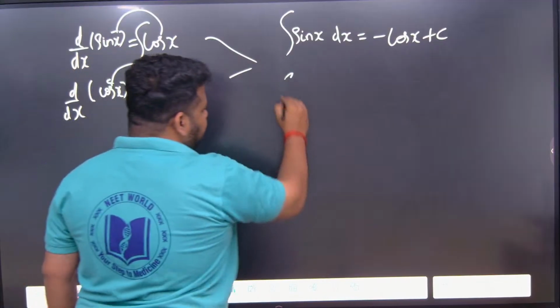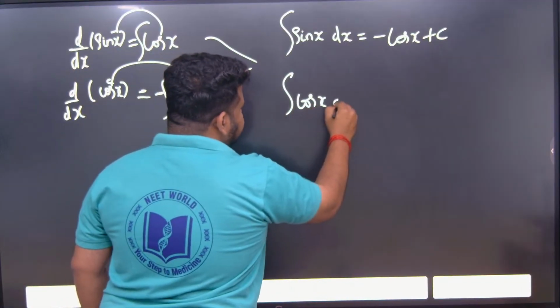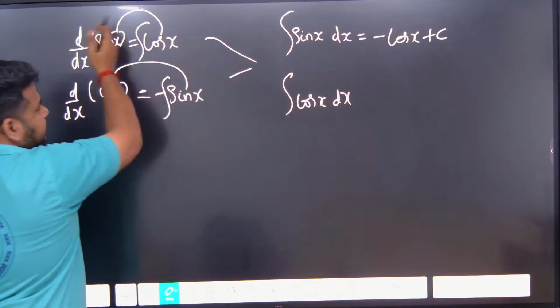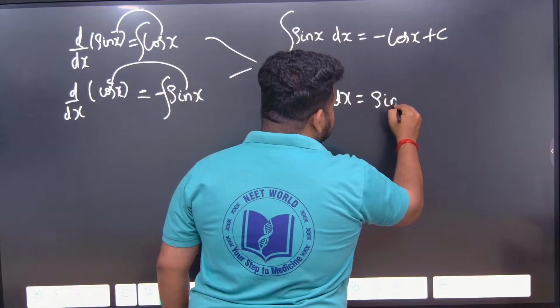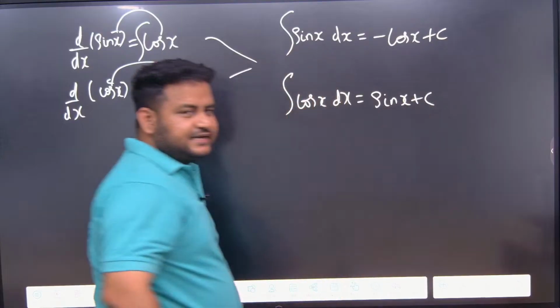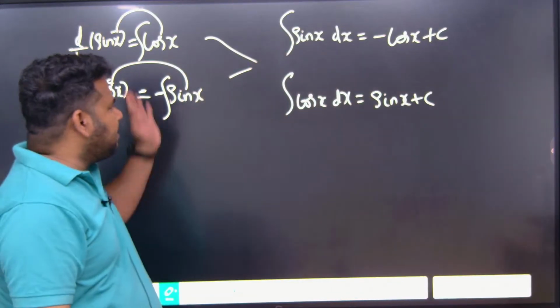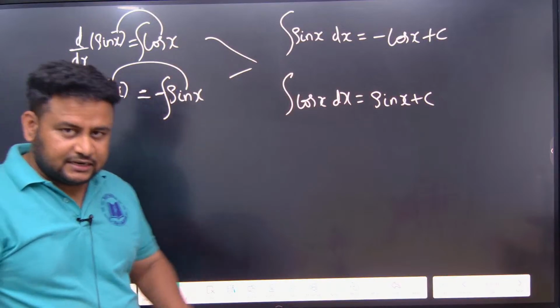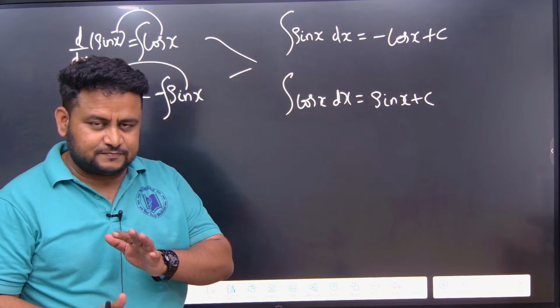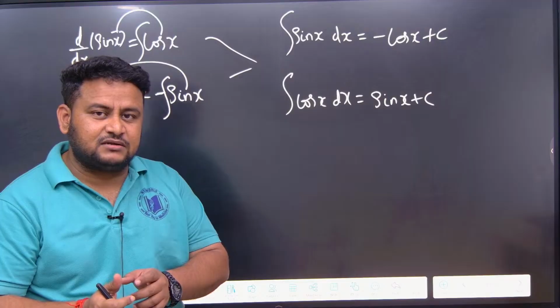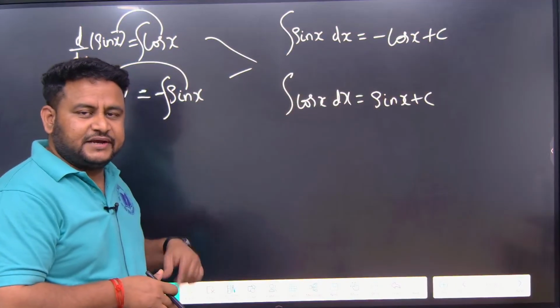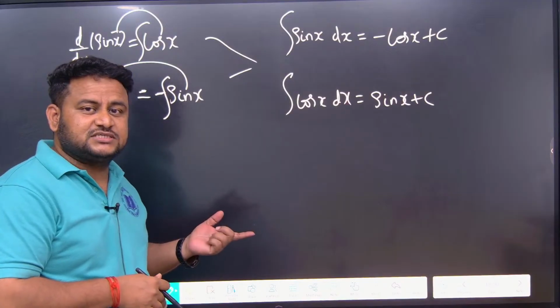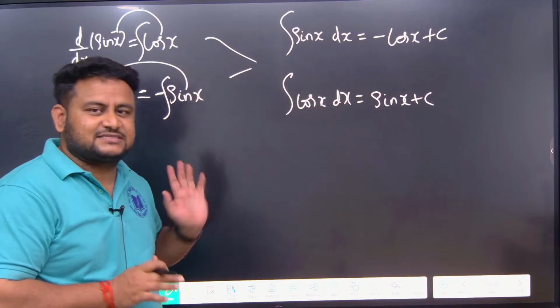Now integral of cos x dx. So integral of cos x, what am I getting here? Just sin x. So it will become sin x plus c. So whatever we are seeing in integration is completely opposite to what we are seeing in differentiation. D by dx of sin x is cos x, but integral of sin x is minus cos x. D by dx of cos x is minus sin x, but integral of cos x is plus sin x.